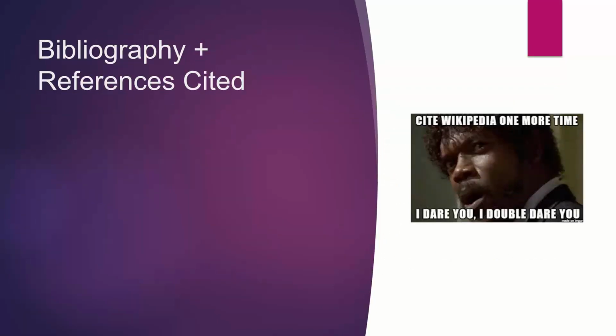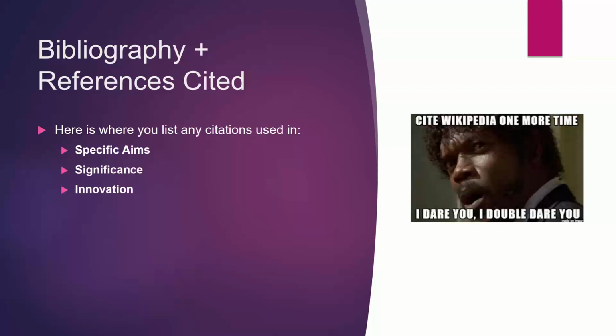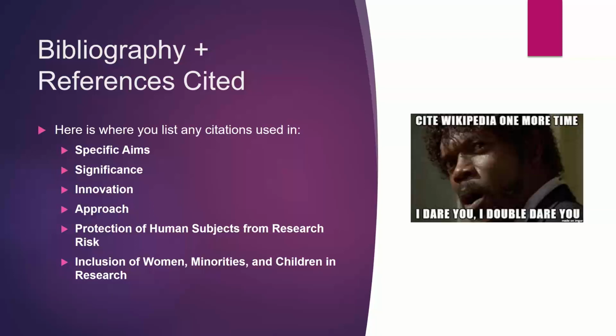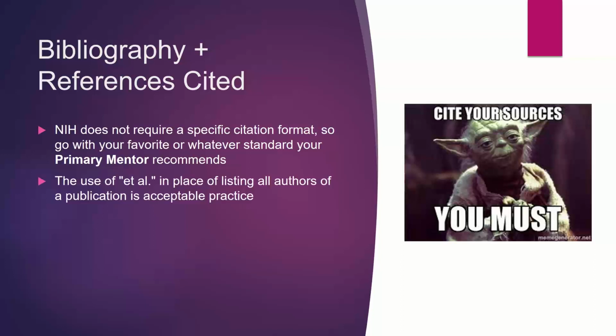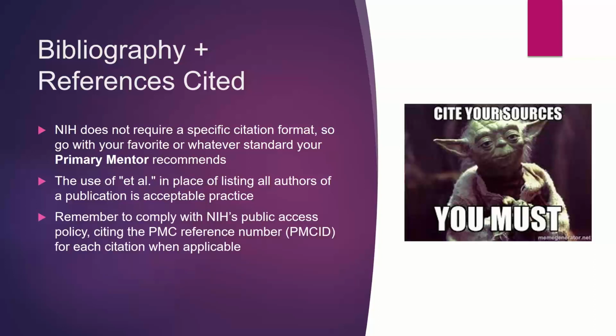Now we're moving on to bibliography and references cited. Here is where you list any citations used in your grant. So particularly in your specific aims section, significance, innovation, approach, protection of human subjects from research risk, inclusion of women, minorities, and children in research, and any other sections that are relevant to your grant.